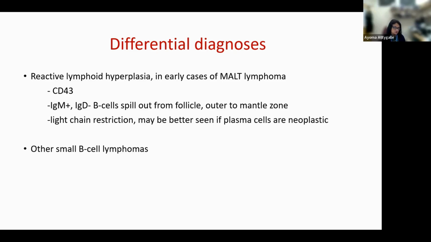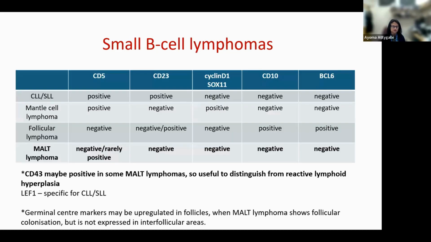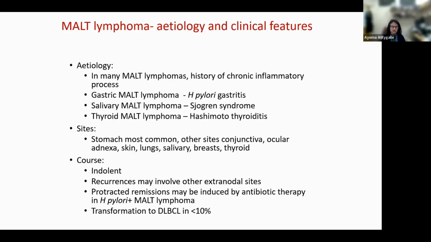Light chain restriction is useful, but it is better seen if the plasma cells are neoplastic, when you see this abundant intracytoplasmic expression of the light chain. And also, of course, other B-cell lymphomas, as we've discussed. We've gone through this, so I won't go through it again. And the etiology in many MALT lymphomas, there's a history of chronic inflammatory process. It's interesting that actually MALT lymphoma is very rare in sites of normal MALT. So for instance, the ileum, it's very rare to get a MALT lymphoma.